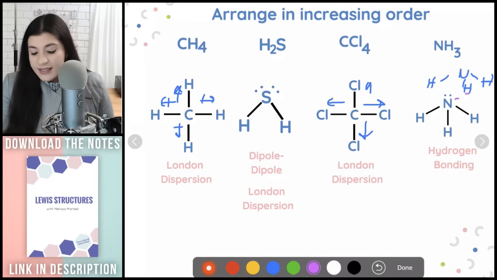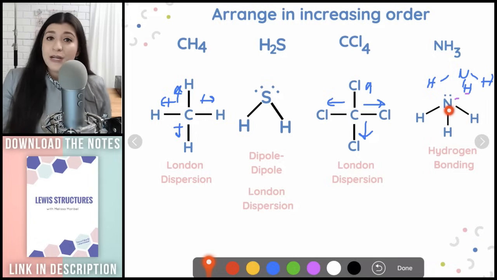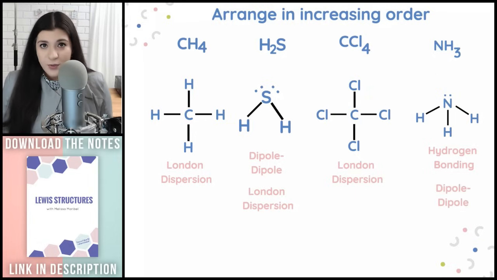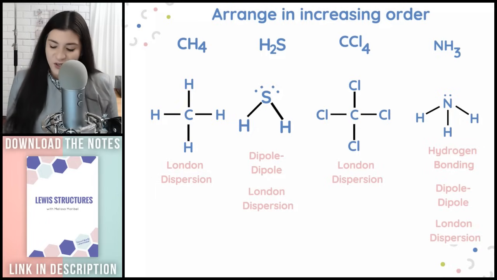The next thing, is this polar? Well, yes, because there are lone pairs on our central atom, it does make it polar. So this is dipole-dipole, and of course, everything has London dispersion, meaning it's going to be London dispersion.